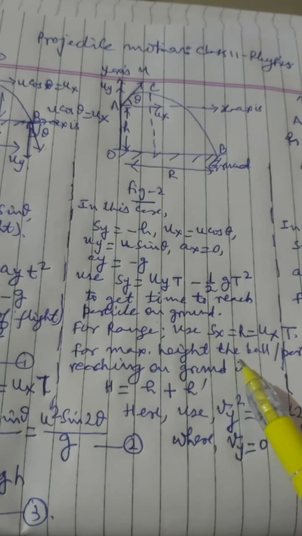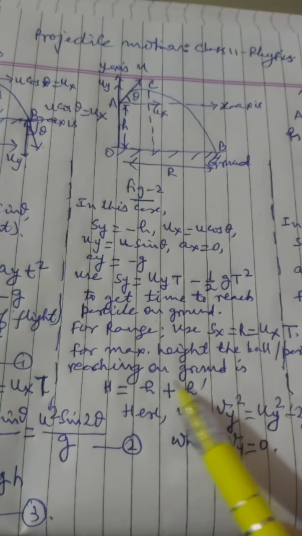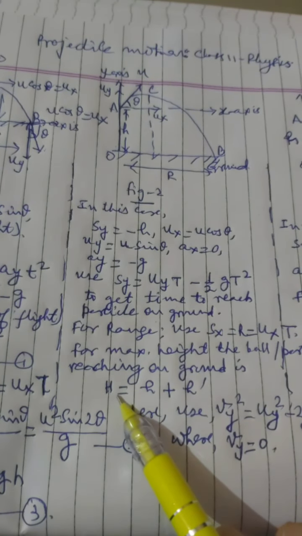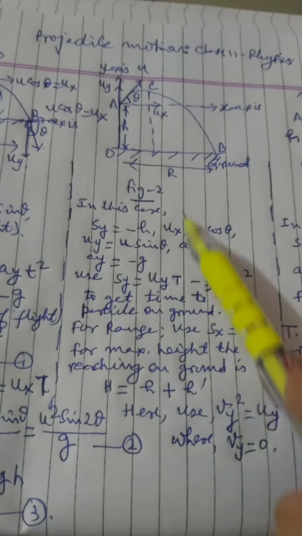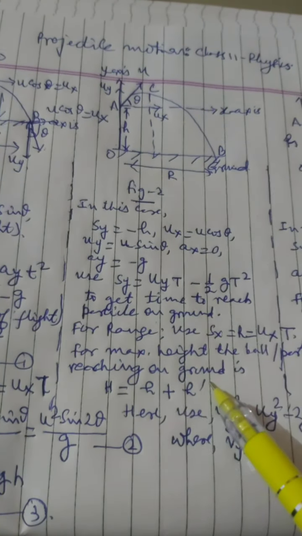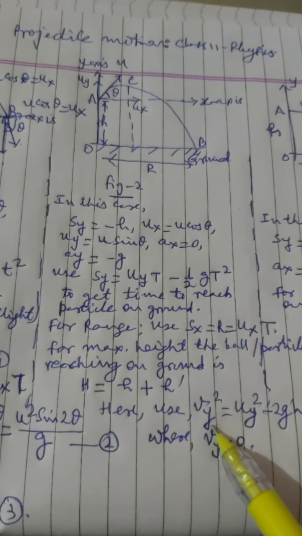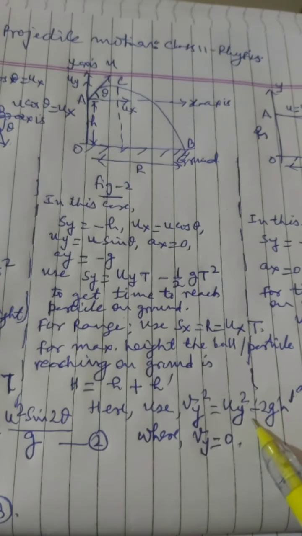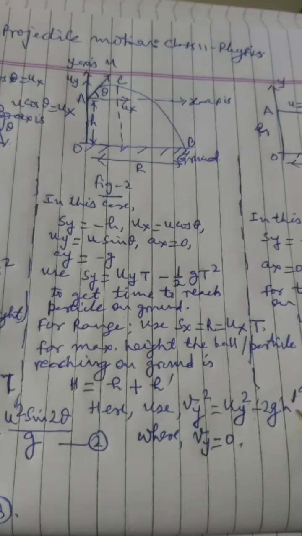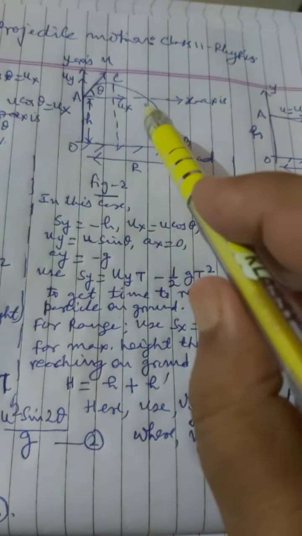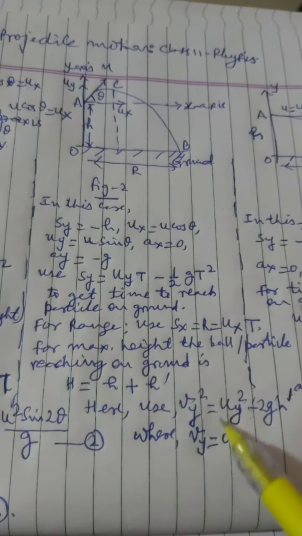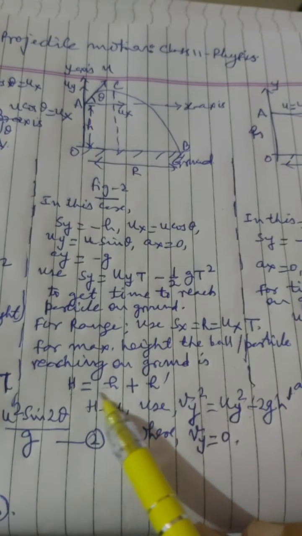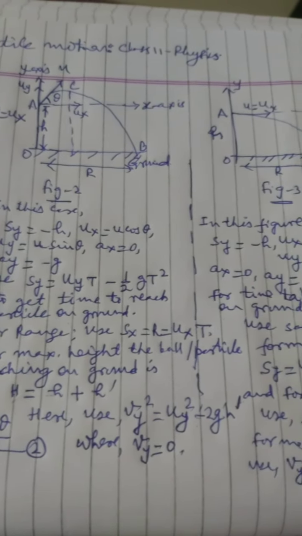For the maximum height of the ball or particle, just use, reaching the ground, capital H is equal to small h plus h dash. Here small h is equal to OA, and for h dash use the formula Vy square is equal to Uy square plus 2Ay into Sy. Ay is minus g, so minus 2g h dash, and here Vy is equal to 0 at this point C. In this way you can get h dash, and then the maximum height capital H will be equal to h plus h dash.